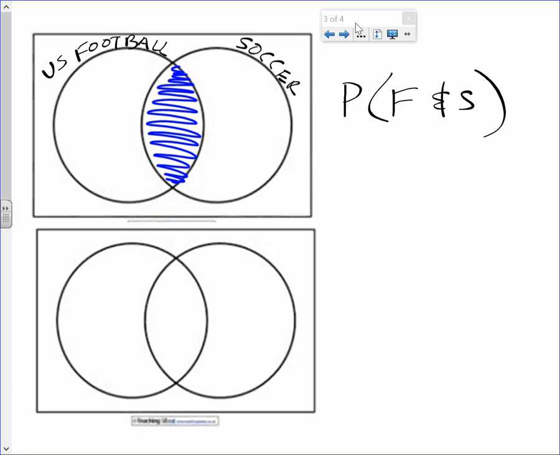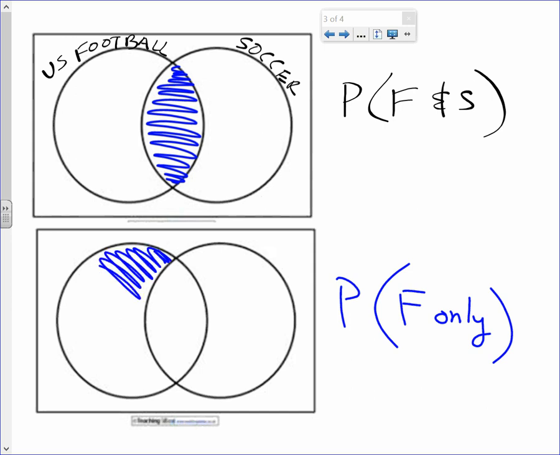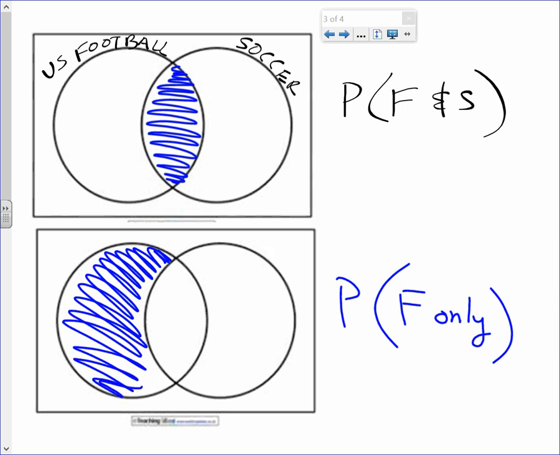Ready? How about the probability of someone liking football only? What would I shade? The whole circle? Here we go. Football only. Do the second one like that. Yeah, so do your second one like that. But put this next to your picture. Right, Ramirez? Got you.